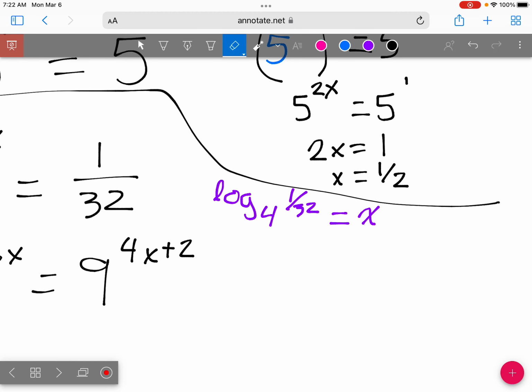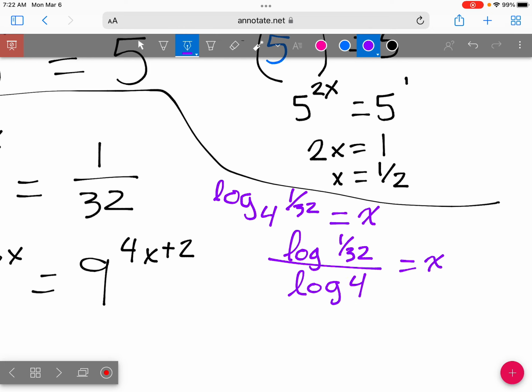From here, we're going to lose that line so I can use the space. We could use our change of base formula to get this into something I could type in the calculator, where we wind up with log of 1 over 32 and log of 4. And you could type that in the calculator. 100% totally a thing.